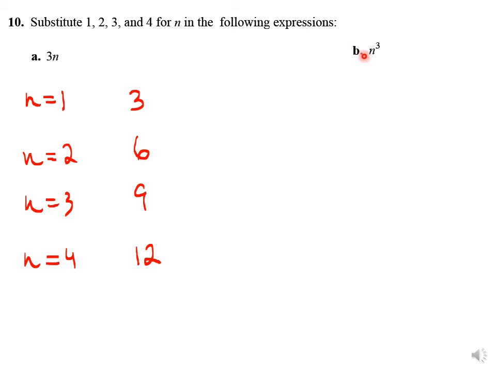All right, but how about this one? n to the third power. What does that mean? Yeah, times itself 3 times, right? So if n is equal to 1, that means we have 1 times 1 times 1, which is 1. If n is equal to 2, which means 2 times 2 times 2.